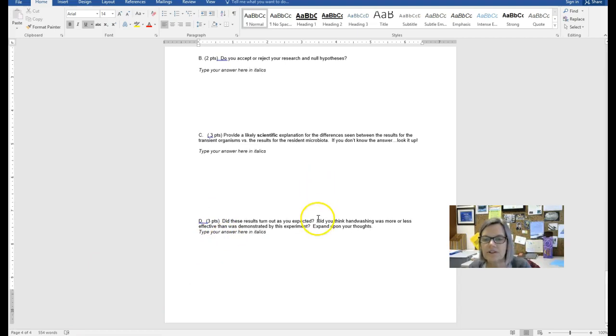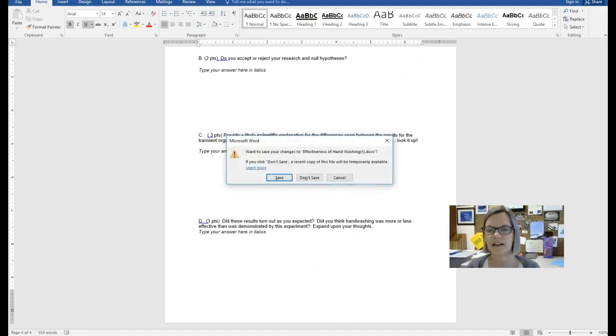And finally, did these results turn out as expected? Frankly, one of the things I was thinking about was the amount of hand washing we're doing with the coronavirus. When I wash my hands, do I expect 100% of any transient microbes to come off my hands? What do your data say? And how does this experiment support that? So fill this out and get that all typed in there.